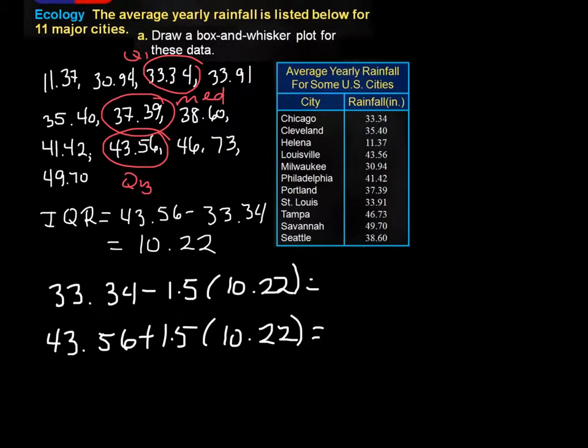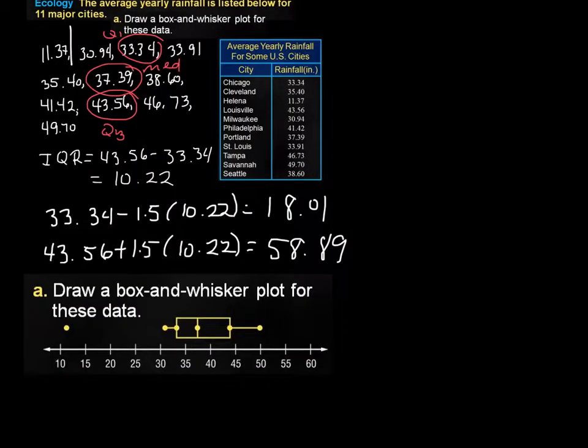So when we go to check for outliers, we'd have outliers of anything below 18.01 or anything above 58.89. Oh, hello. That means 11.37 is an outlier. So we don't connect that as part of our whisker. We still plot it because we need to acknowledge it's there, but our whisker then goes from the 30.94 into Q1, which was 33.34. There's our median at 37.39. Q3 is at 43.56, and our maximum is at 49.7.